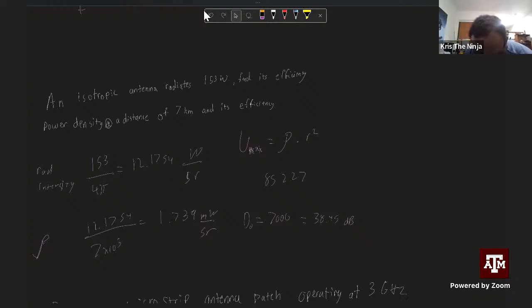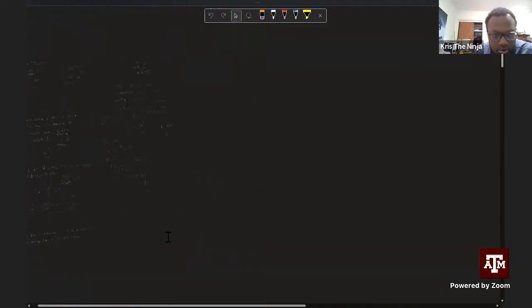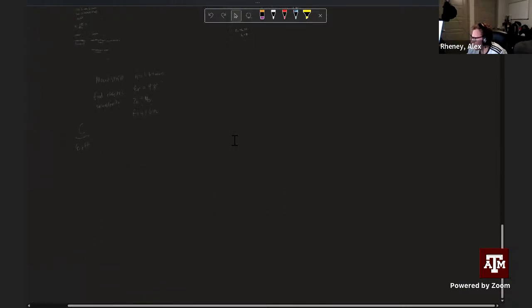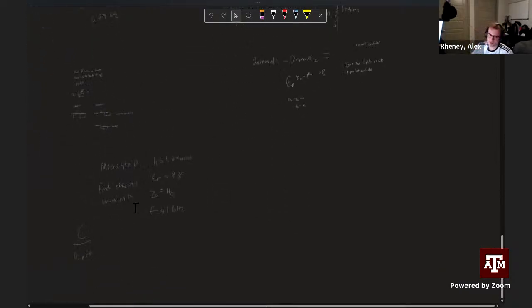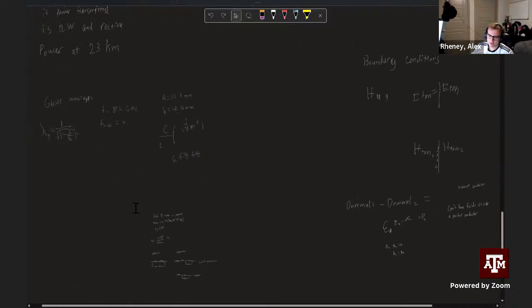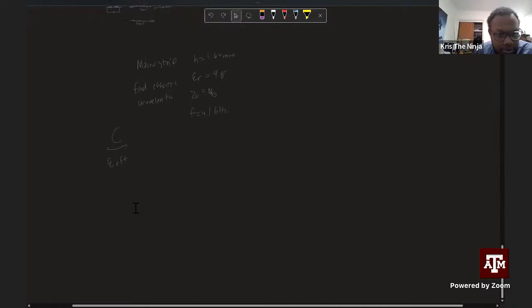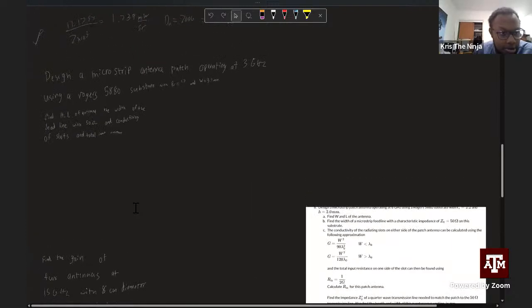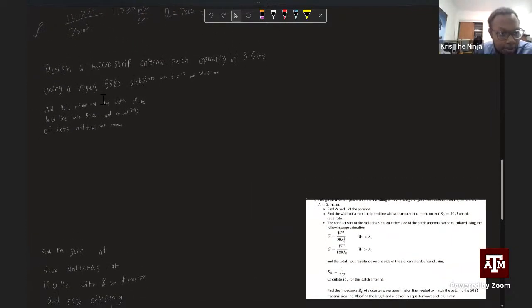Do you want to do a microstrip design problem? I'm done. All right, I'm going to let you create it so we can have some unique numbers. Design a microstrip patch antenna, or just a microstrip antenna. We can do both. I'm also looking at the homework, and today I came up with a microstrip patch antenna problem.